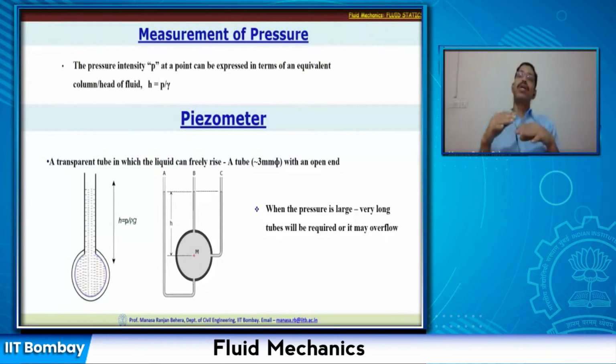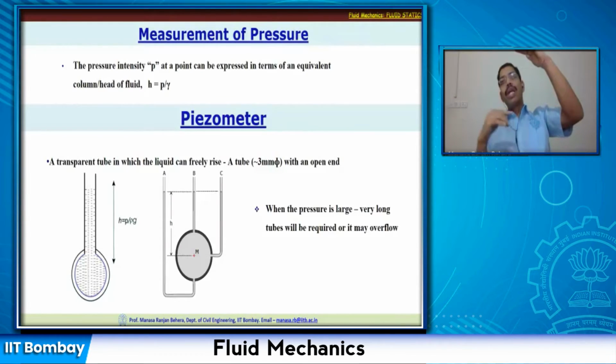Or if a person is submerged in water, below 1 meter of the water surface, then the water head is 1 meter. And instead of telling that pressure is this much in Newton per square meter, I can tell in terms of head. That is calculated by taking P by gamma. Gamma is nothing but the unit weight of the liquid or fluid. So P by gamma is going to give you that head.